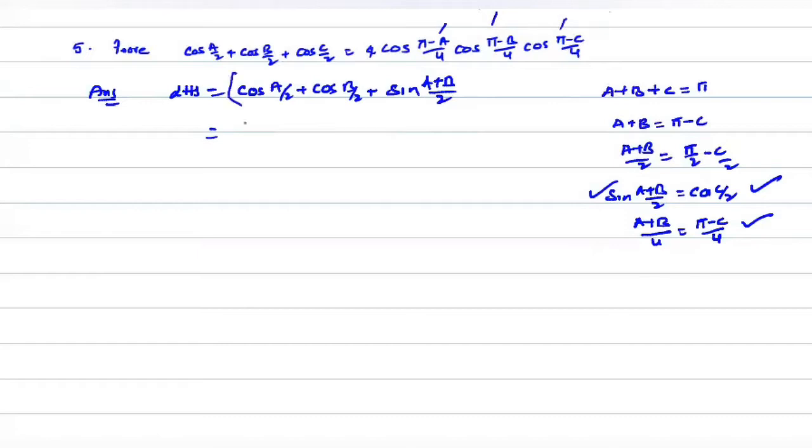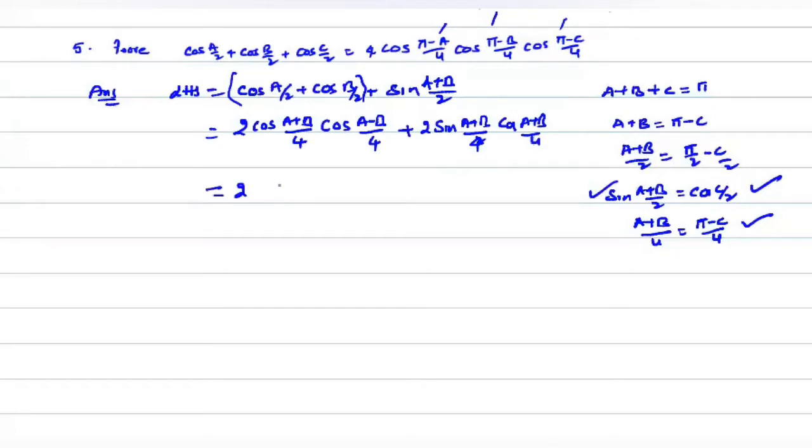Cos c plus cos b is 2 cos (a plus b) by 4 cos (a minus b) by 4 formula. And then sin 2a formula is 2 sin a by 2, a is this, by 2 is (a plus b) by 4. Cos a by 2 is cos of (a plus b) by 4. Okay, right. Take 2 cos (a plus b) by 4 common. Remaining is cos of a by 4 minus b by 4 plus sin of (a plus b) by 4.